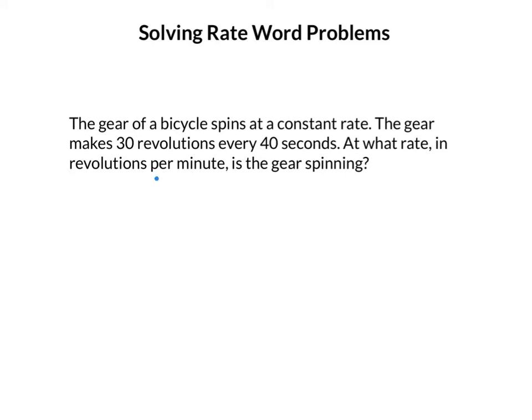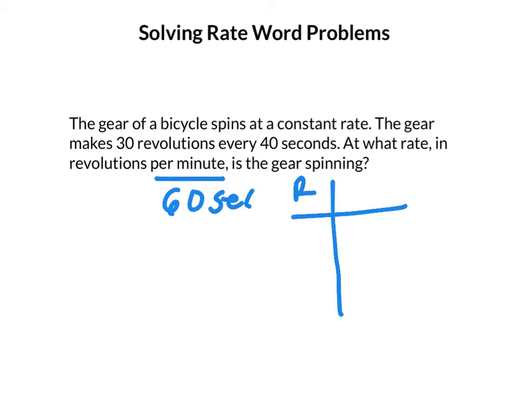So we want to find revolutions per minute, and I know that there are 60 seconds in a minute. So that information is going to help me set up this problem. We're going to start with the ratio table, and I'll do my revolutions here and my seconds here. And I know I have 30 revolutions every 40 seconds, and I want to get this up to 60. So this is a case where it might be easier to scale down.